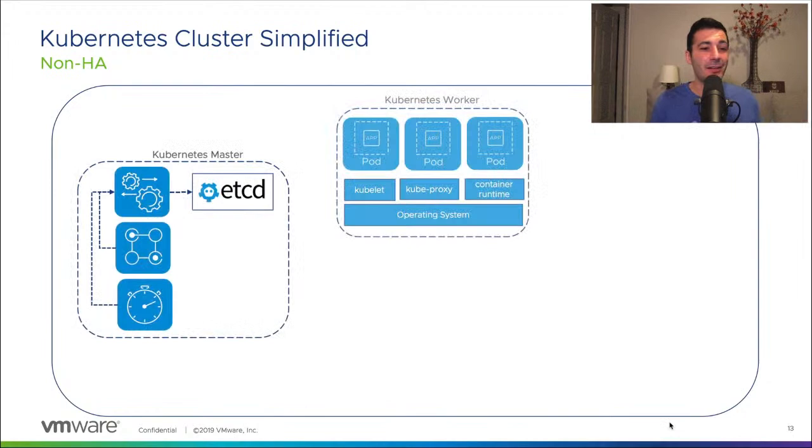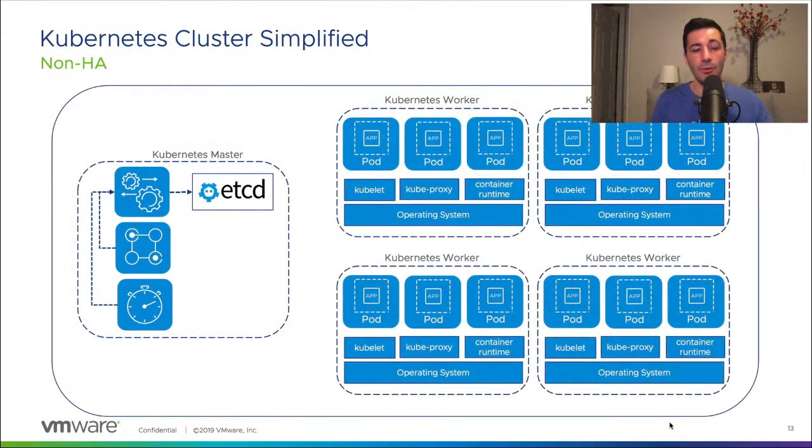So in a non-HA setup, it's pretty easy to look. We've got a master. We've got a few worker nodes. They all communicate. And we all deploy pods wherever they go. So how do we get to this state? How do we get this to the point where we actually build our Kubernetes cluster?